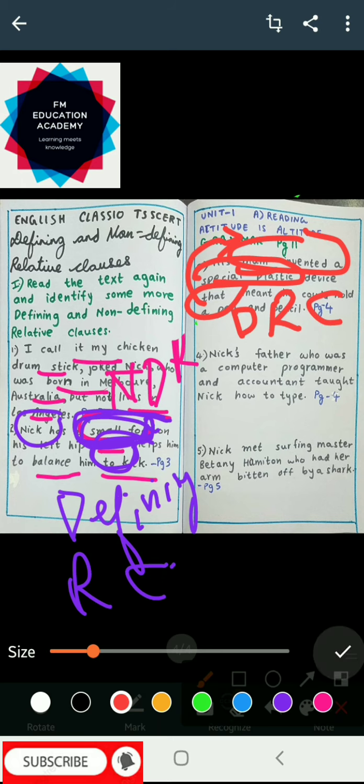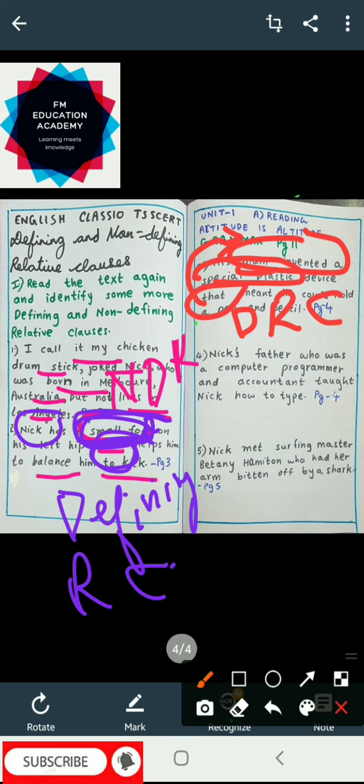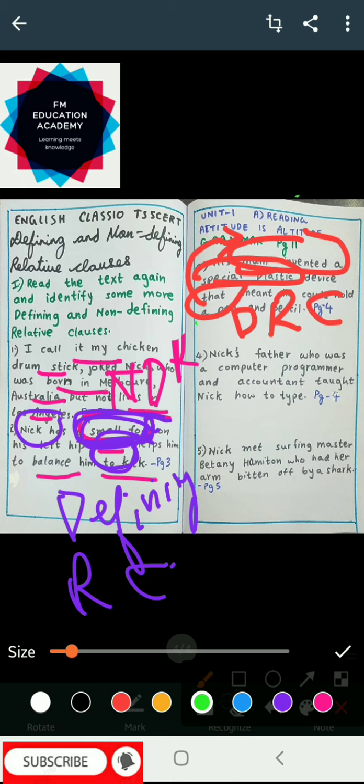That is why it is a defining relative clause. Now see the fourth example. Nick's father, who was a computer programmer and accountant, taught Nick how to type. This is on page number 4. In your textbook, the exact sentence is not given. I have altered it so that it is of the type of defining and non-defining relative clauses, because that is the part being asked in the exercise, right? So here: Nick's father, who was a computer programmer and accountant, taught Nick how to type.